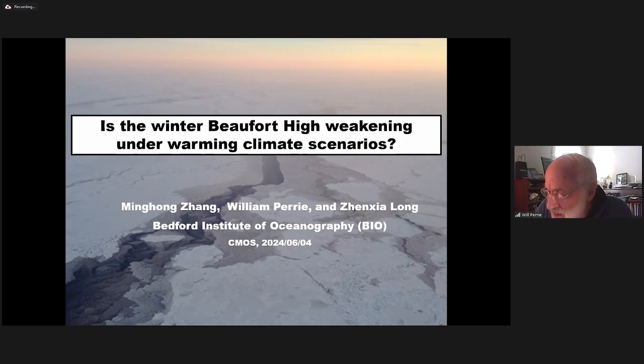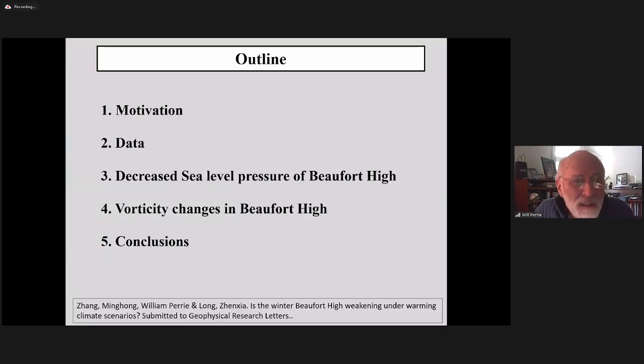So let's go ahead. Here's an outline of what I'm going to present. Give a motivation, discuss the data that we'll use, present something about the decreasing sea level pressure with Beaufort High, and show some changes in Beaufort High vorticity and associated changes in upper level North American ridge. And lastly, give a summary. At the bottom, there's a manuscript we've prepared and submitted to GRL. So we're waiting to see what the reviewers think of that.